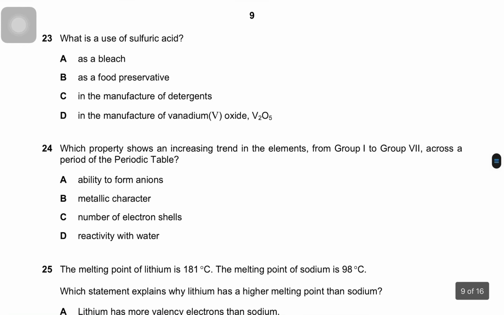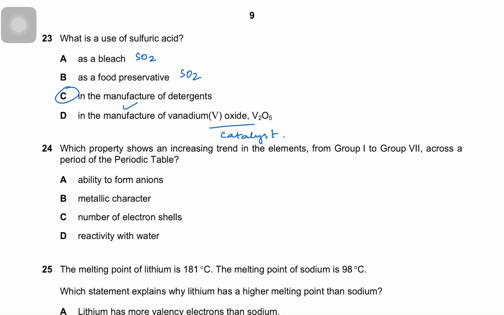What is the use of sulfuric acid? Is it a bleach? No. SO2 is a bleach. As a food preservative? No. Again, SO2 is a food preservative. In the manufacture of detergents, in the manufacture of vanadium oxide? No. Vanadium oxide is a catalyst which is used to make SO3. Yes, it is used in the manufacture of detergents.